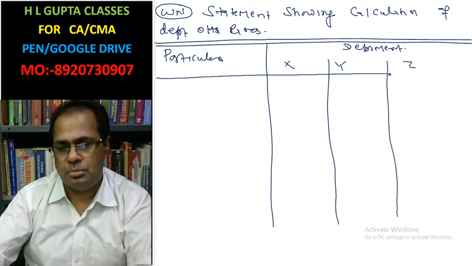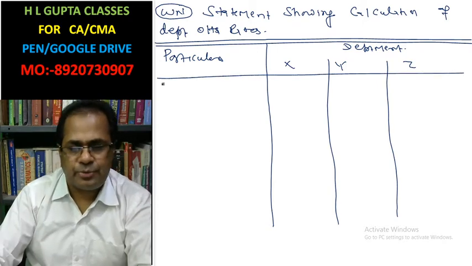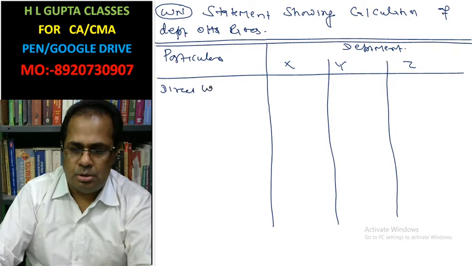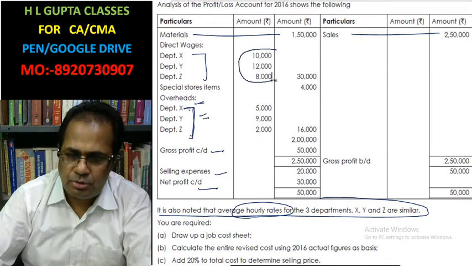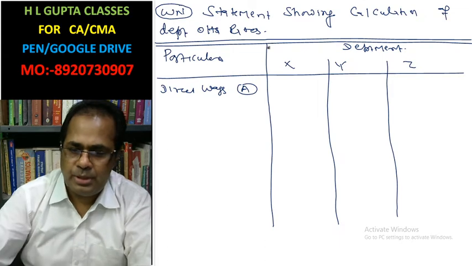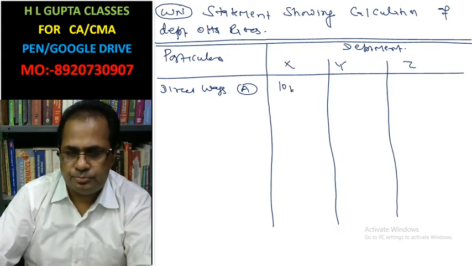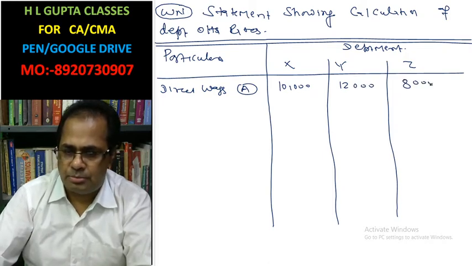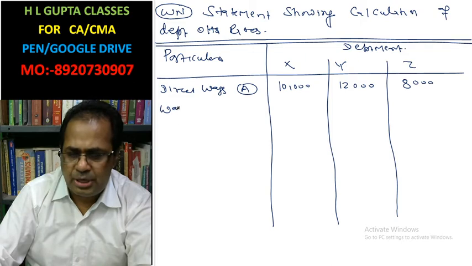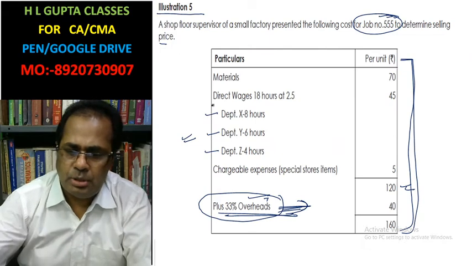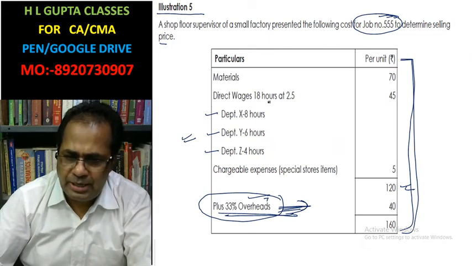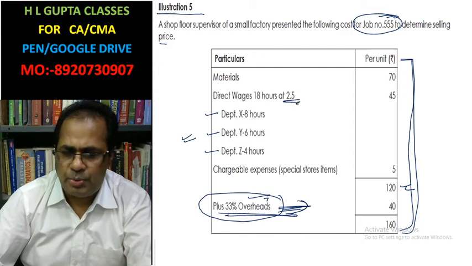Now direct wages, this is given in the question. Look here, direct wages are 10,000, 12,000, 8,000. Wages per hour is also given here: 2.5.